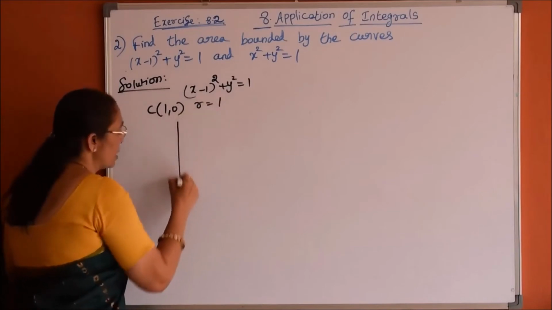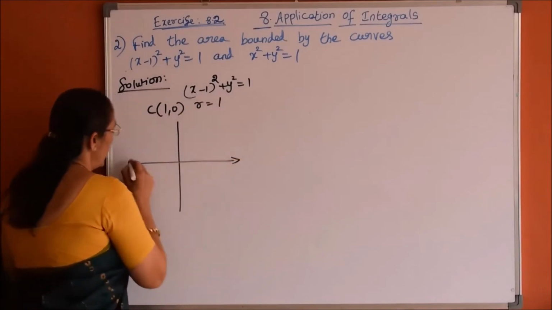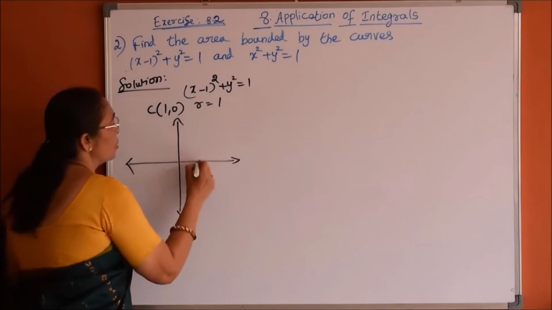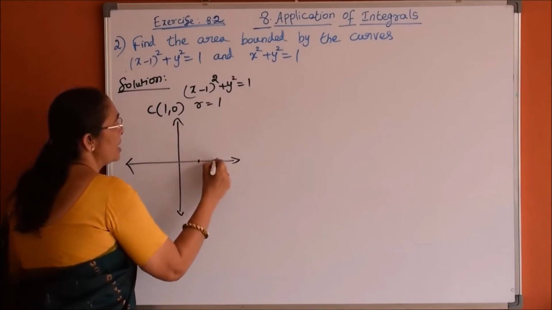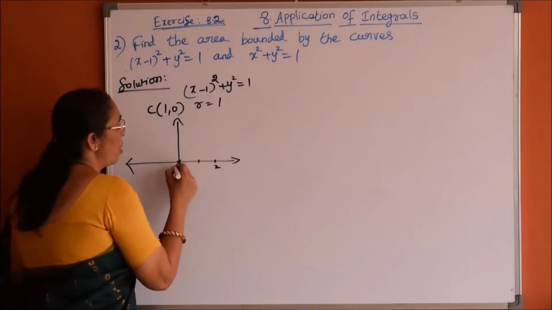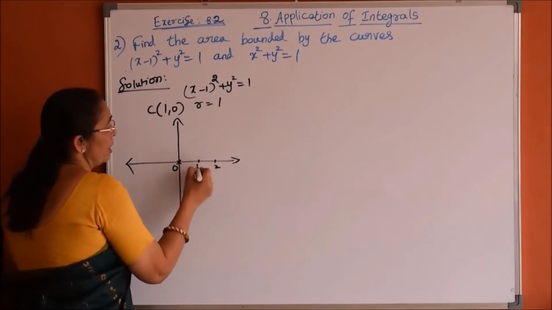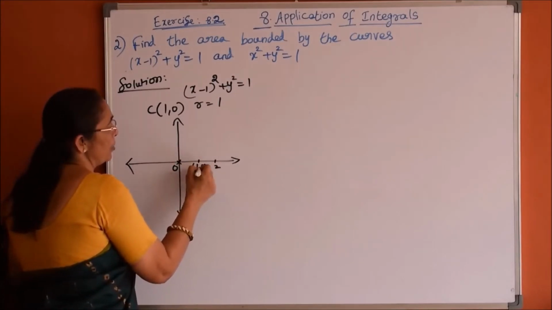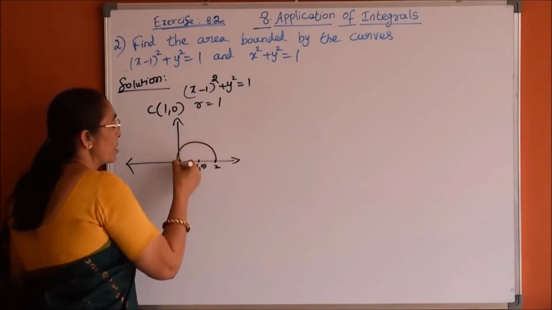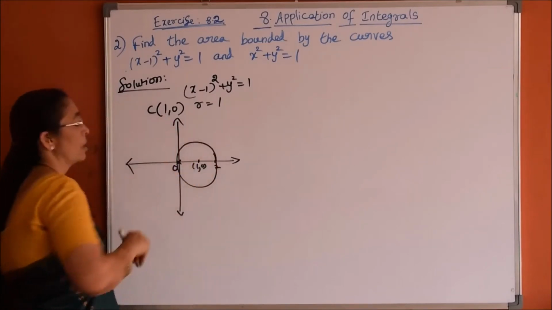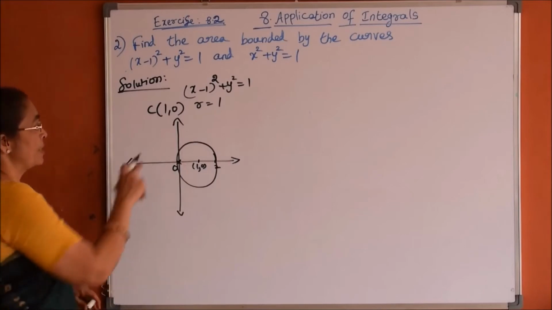So, how will this circle be? Its center is (1, 0), so here 1, and radius is 1 unit. This is the origin, so it passes through the origin. This is the center (1, 0). The required circle is like this. This is our first circle with radius 1 unit.